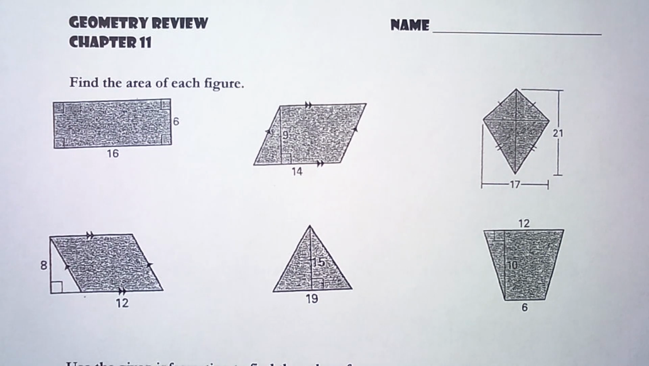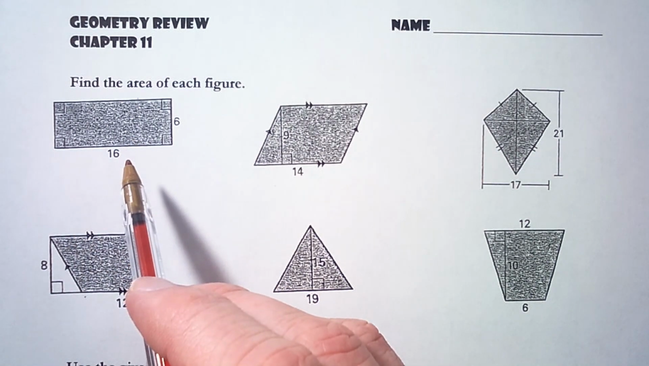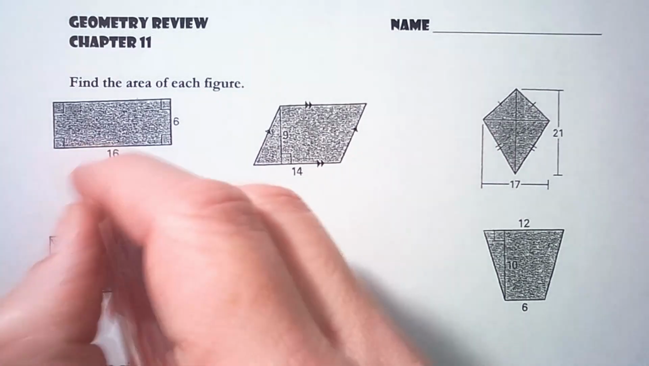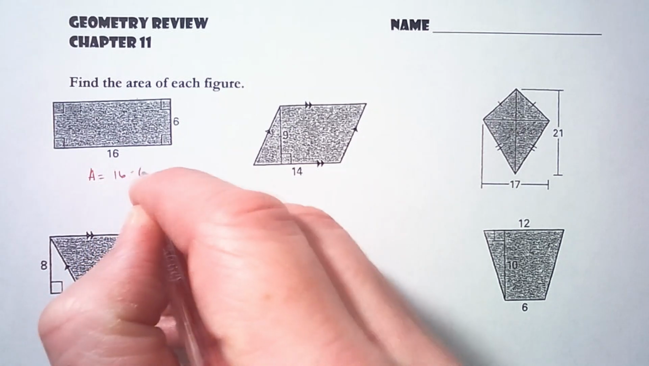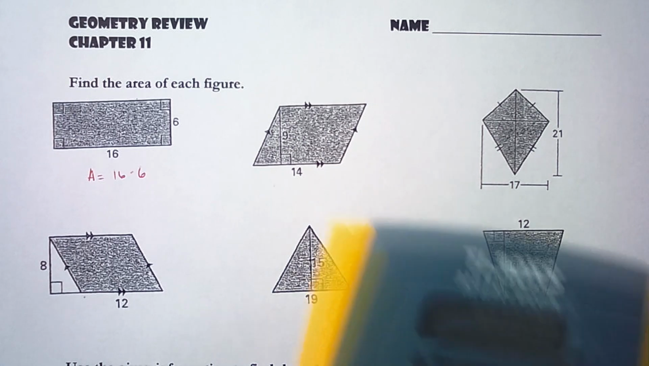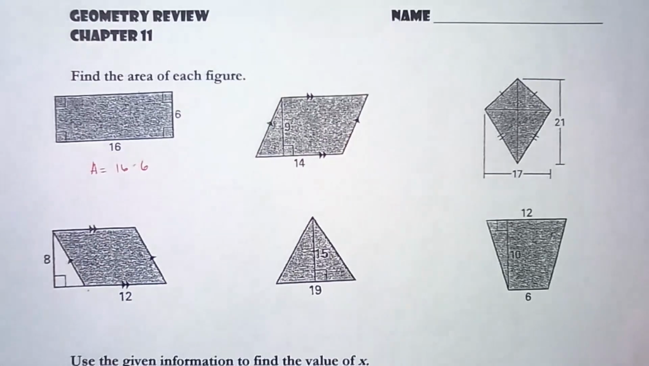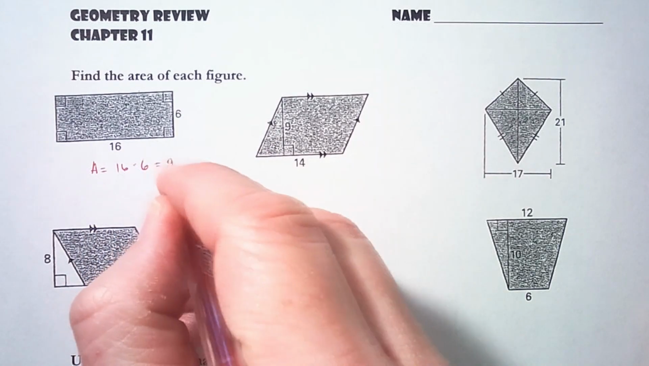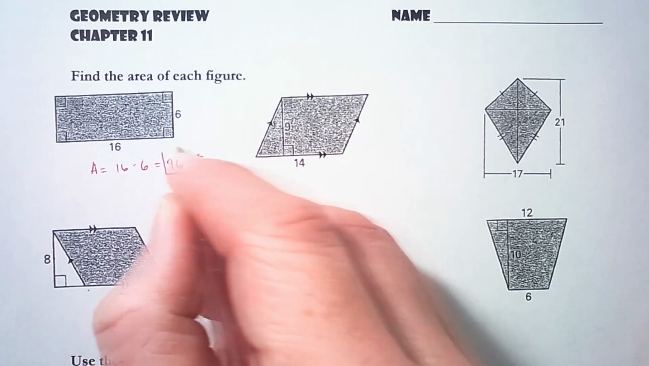Hey everybody, in this video we are going to review finding areas of polygons. So here we have a rectangle, and the area of a rectangle is found by length times width. So the area is 16 times 6. And 16 times 6 is 96, so the area of this polygon is 96, and there's no units given, so I'll just call it units squared.